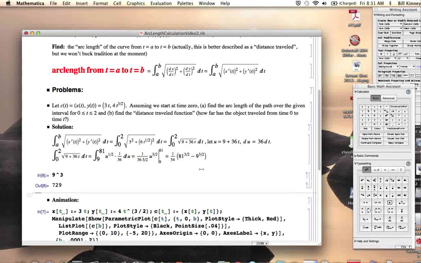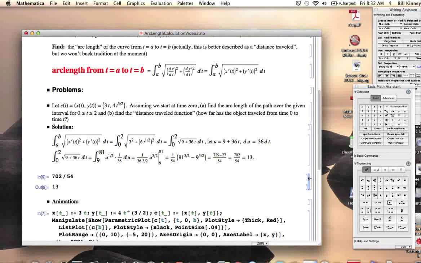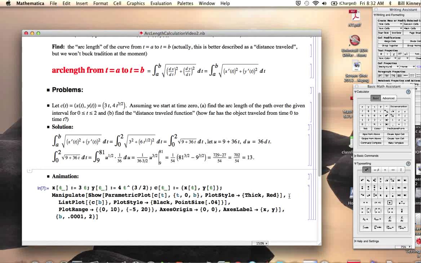Check that down here with Mathematica. So we're going to have 729. 9 to the 3/2, the square root of 9 is 3. 3 cubed is 27, so I'm going to get a 27 here, all divided by 54. And then 729 minus 27 is 702 over 54, and this fraction can be reduced. 702 divided by 54 looks like it reduces to 13. Nice. So the arc length here is 13. That'll be our answer for part A.